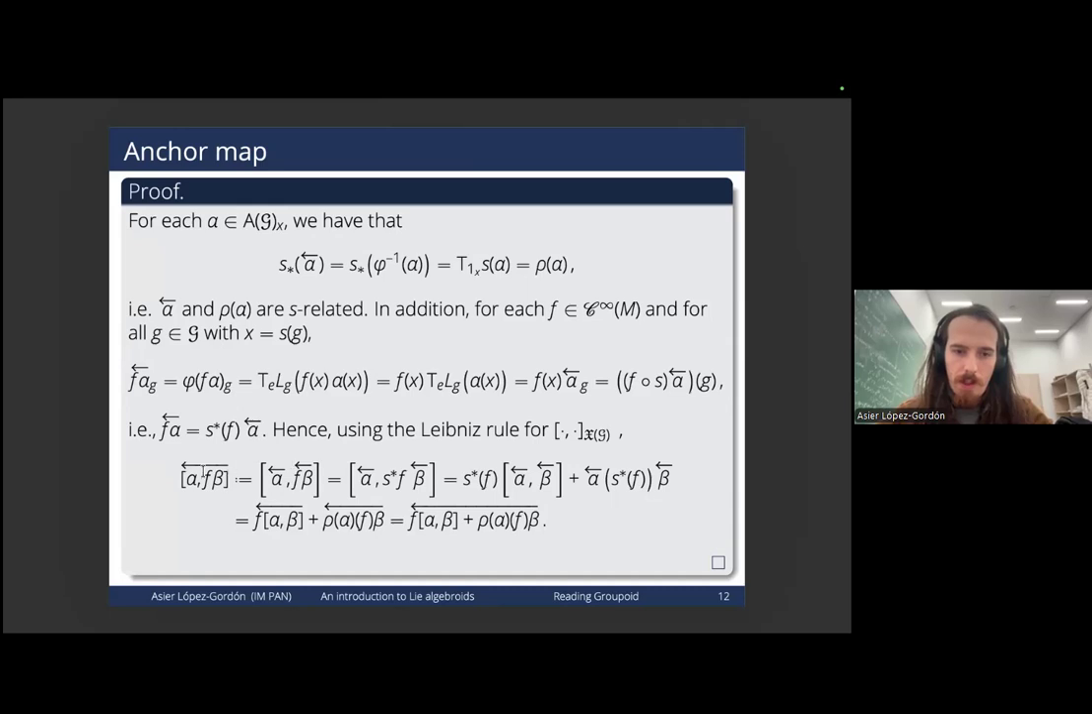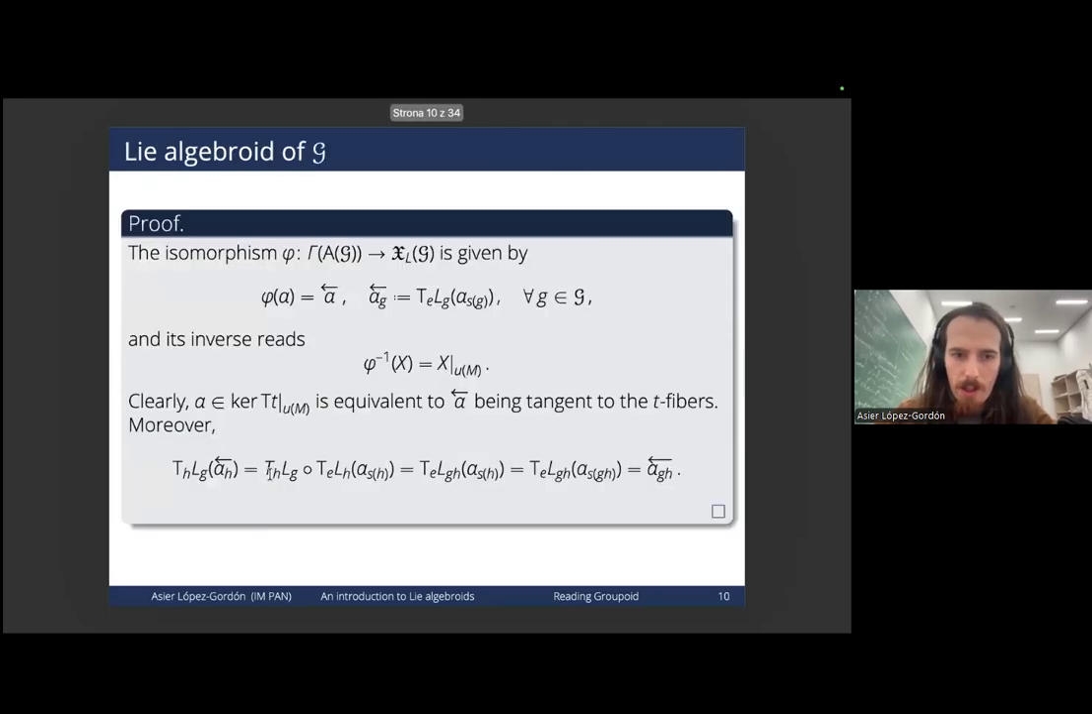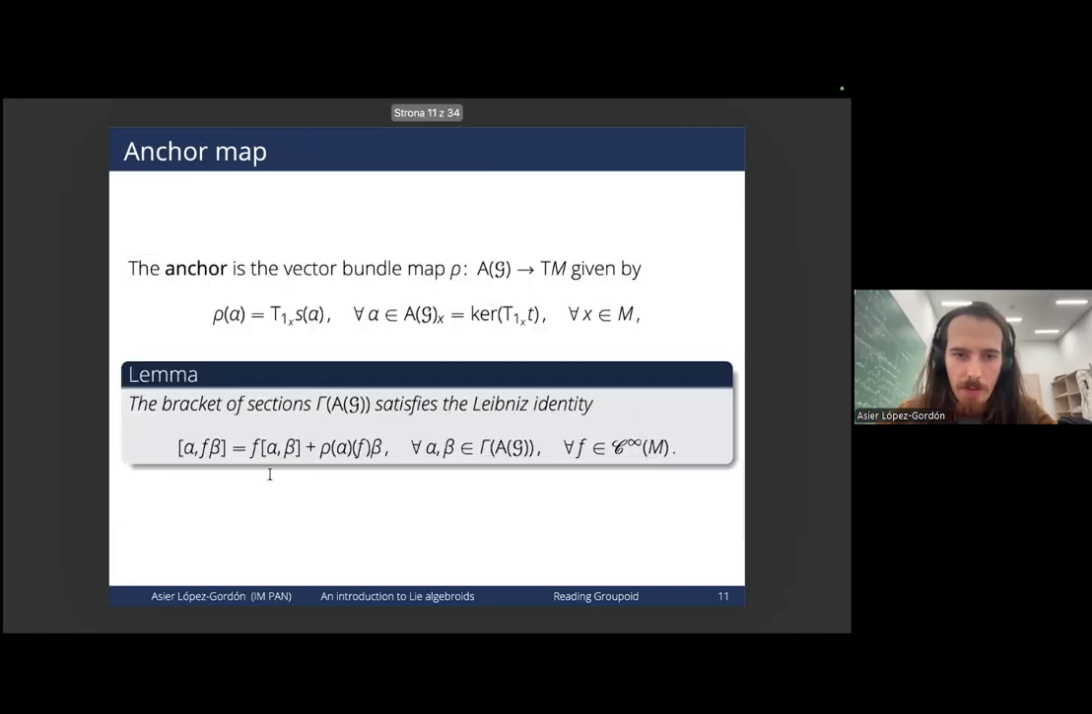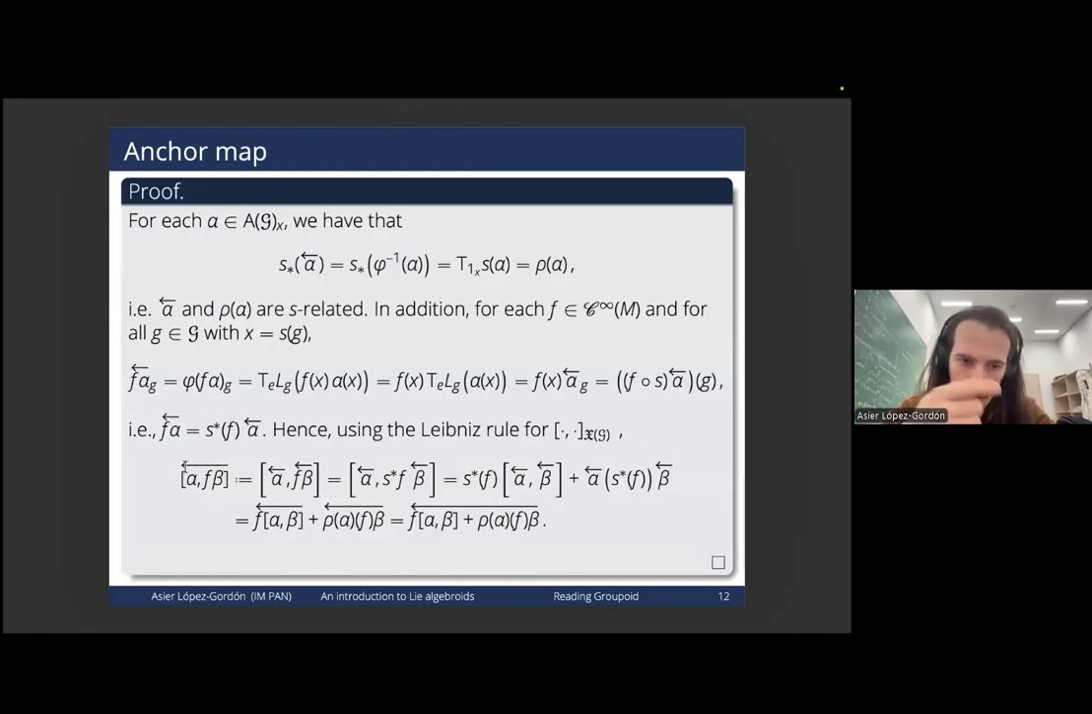So taking these two properties into account, how do we define the bracket of sections? The bracket of two sections will be such that the associated left invariant vector field is the same as first taking the two associated left invariant vector fields and then taking the usual bracket of vector fields. And since we had an isomorphism, we can apply the inverse isomorphism. So this will give us a well-defined bracket.